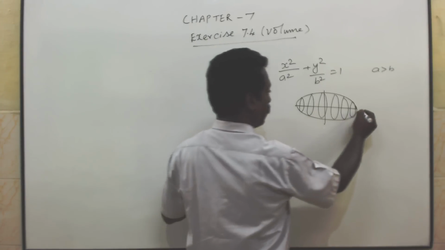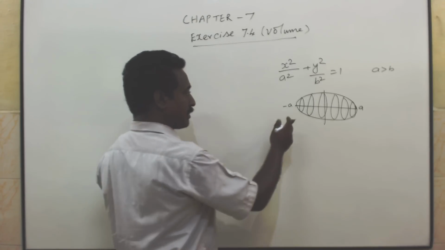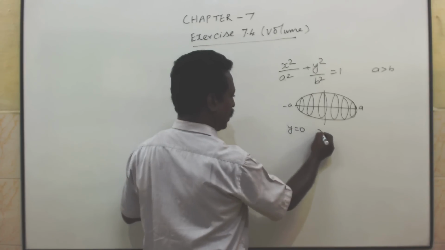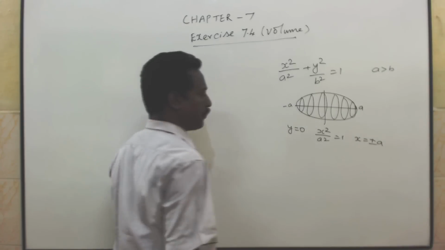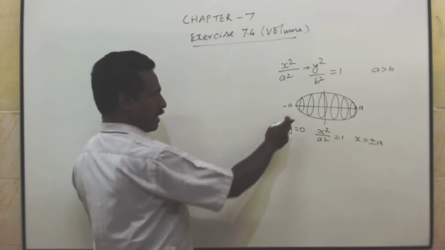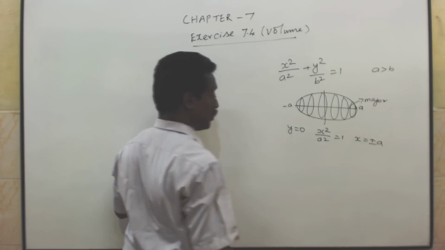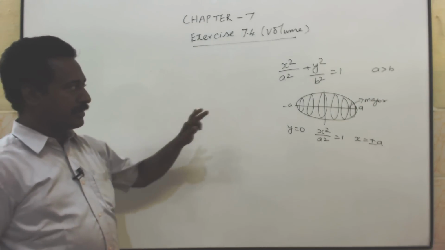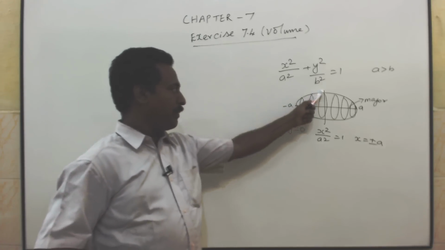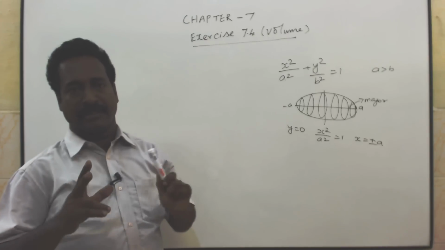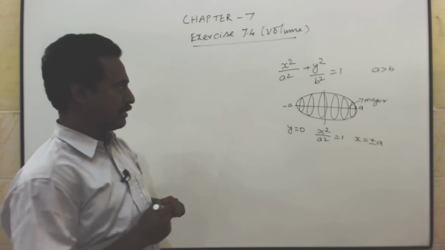The limit is minus a to a. Because for the x axis, put y equal to 0: x square by a square equal to 1, so x is equal to plus or minus a. About the major axis, here x is the major axis, that's why it revolves about the x axis. The same problem can be given about the minor axis, y is the minor axis, about the y axis. That is the difference. See the question carefully, either about the major axis or about the minor axis.